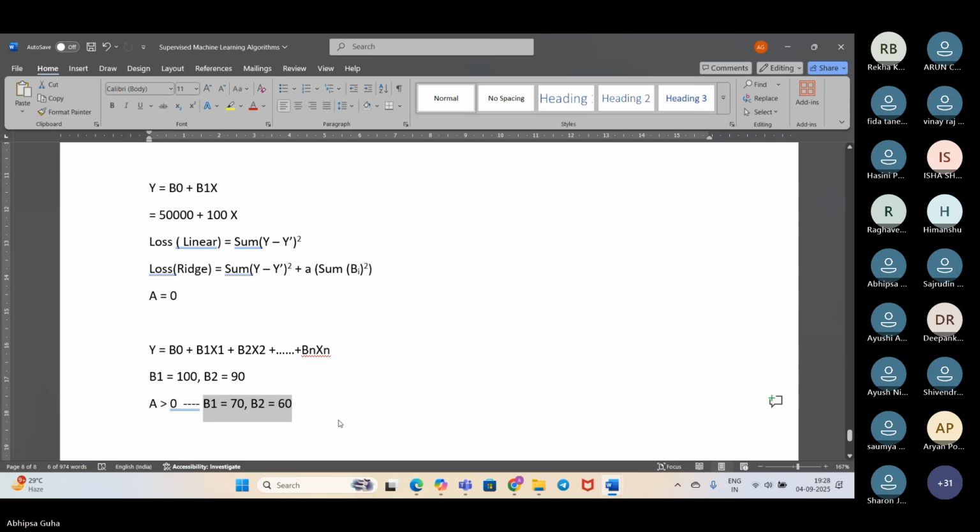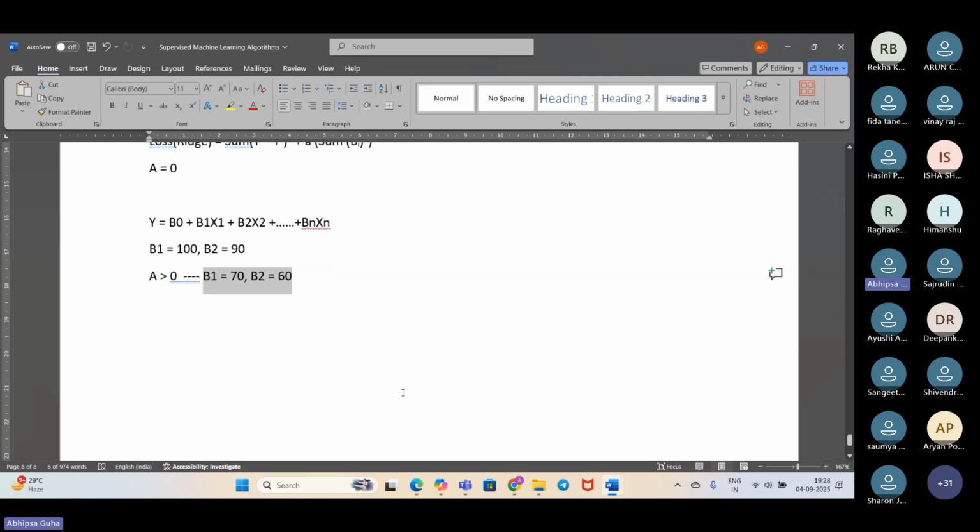So what does lasso actually do? It removes the unimportant features automatically, without our intervention. It just removes the unimportant features automatically. Clear, everyone?